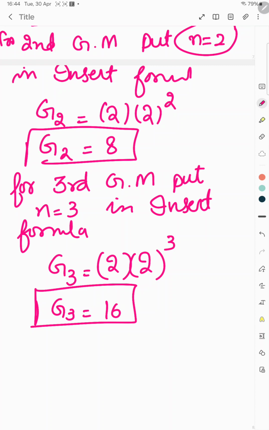So student, our topic today related to inserting n geometric means between the numbers is complete, and I hope you understand the whole topic. Now in the next video we will discuss finding the sum of n terms of a geometric sequence. Okay students, so till then take care and thank you so much.